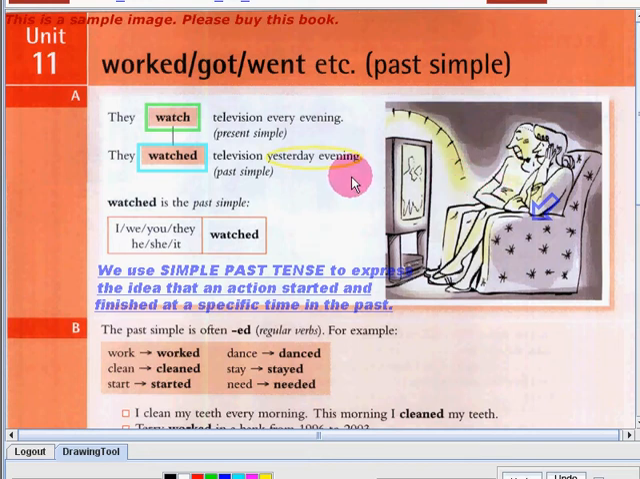So, let's go back to our second sentence. Our verb here is watched, and it's in the simple past tense. So, according to our meaning, when we use simple past tense, then we are expressing that an action started and finished at a specific time in the past. Now we have a time expression here, and the time expression is in the past, yesterday evening. So we know that the action that they watched television yesterday evening is already finished. They started and finished the action yesterday evening.